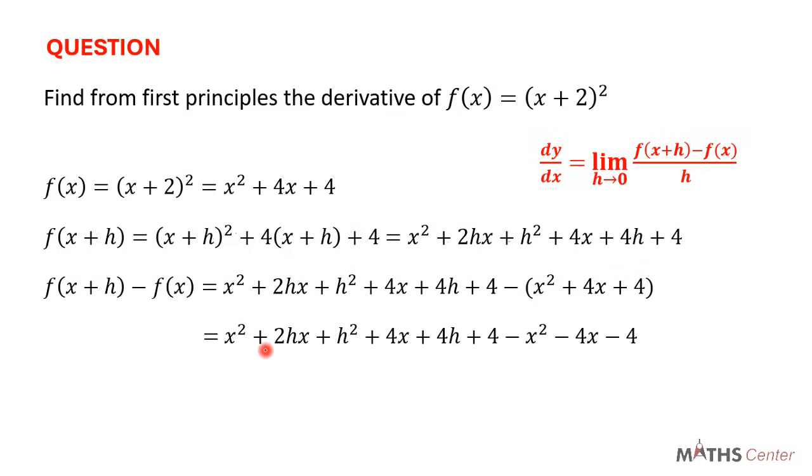When you expand the bracket, you have x squared plus 2hx plus h squared plus 4x plus 4h plus 4 minus x squared minus 4x minus 4. Okay. We can cancel out some common factors. x squared minus x squared gone. We have 4x minus 4x gone. 4 minus 4 gone. And this gives us h squared plus 2hx plus 4h. So the numerator here, we have h squared plus 2hx plus 4h.